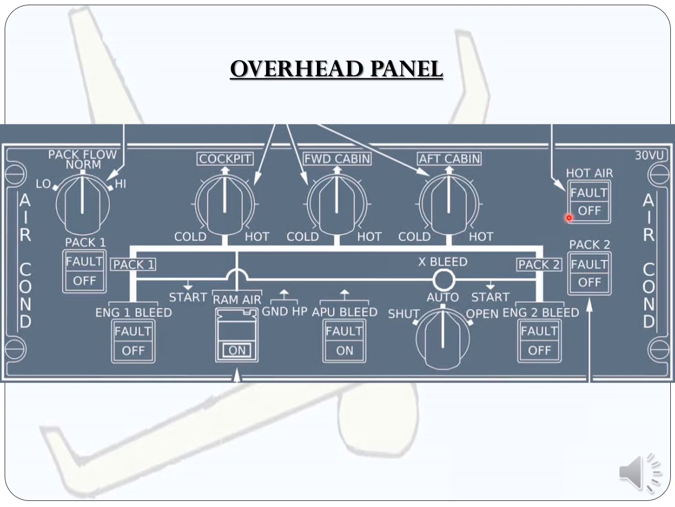Next is the hot air pressure regulating valve. If there is any fault and duct overheat, the fault light will be illuminated here. This is the pack fault light, and the lights here are pack 1 and pack 2.